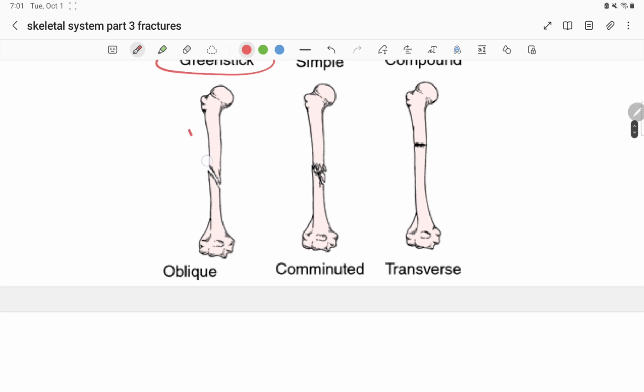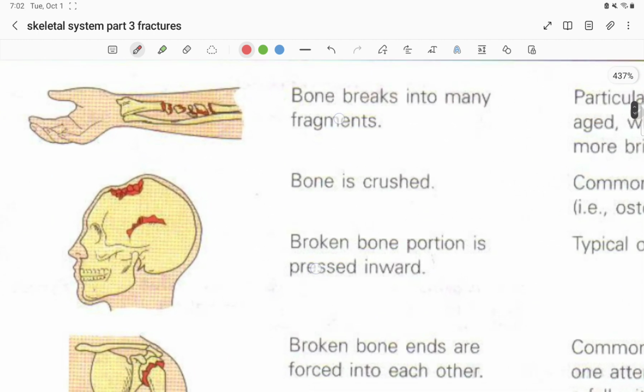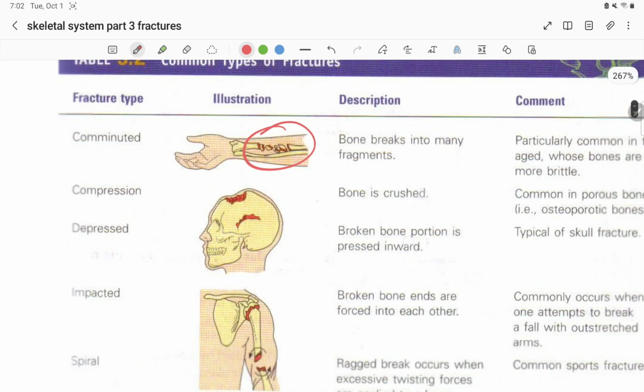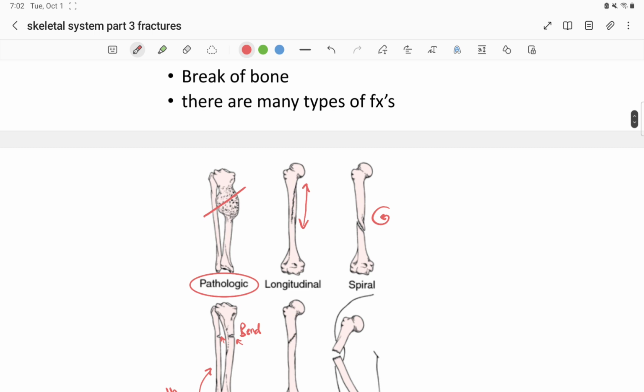Okay, an oblique fracture is if the bone was broken obliquely. A comminuted fracture is fragmented or broken into 3 or more pieces. Okay, up here there's another picture of comminuted, where you can see the bone was fragmented or broken into 3 or more pieces. Okay, that's called comminuted.